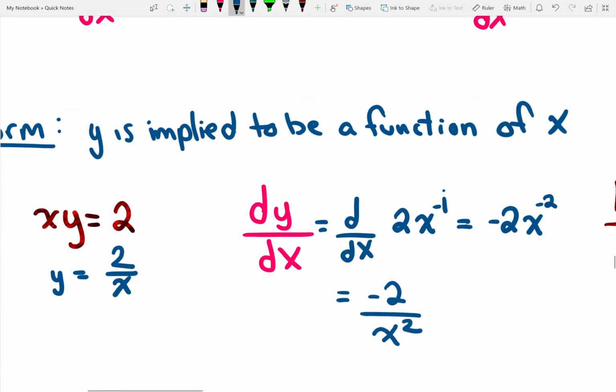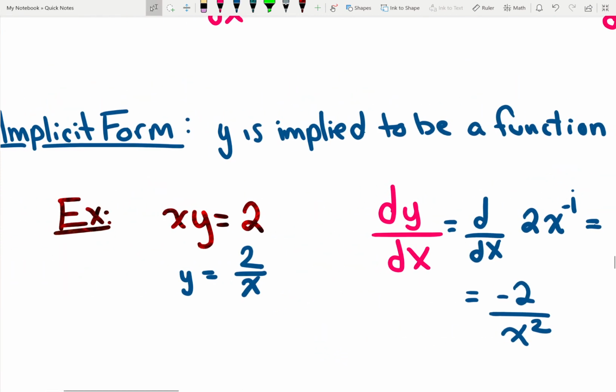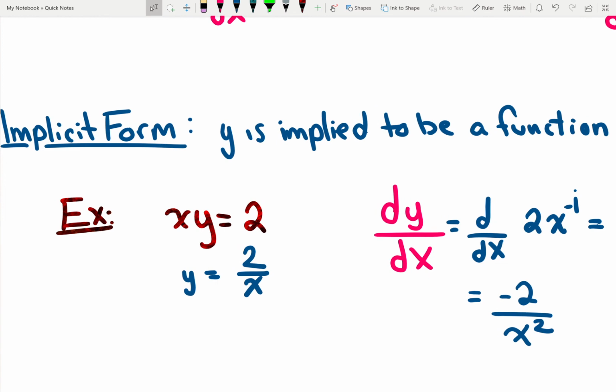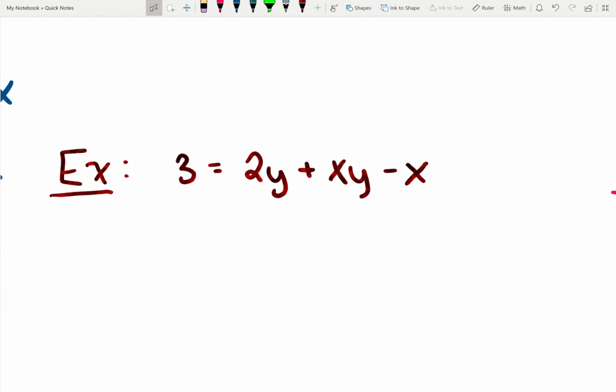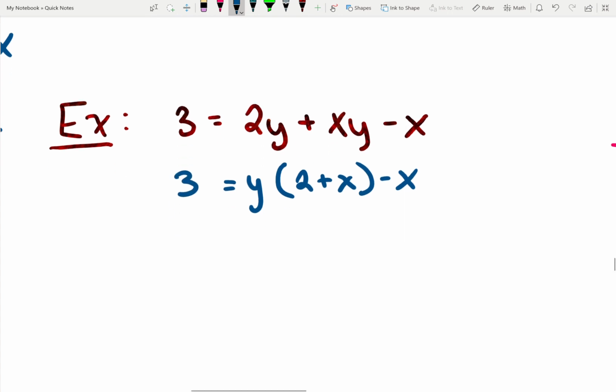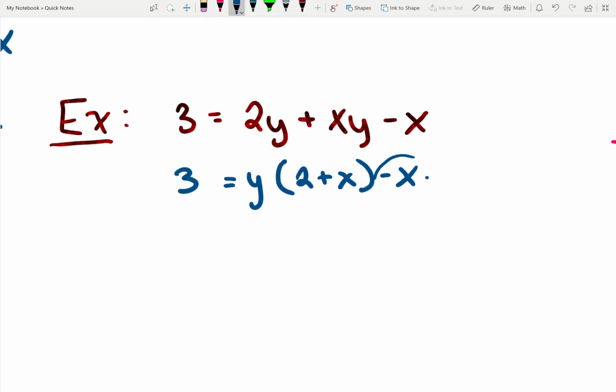All right, let's look at our next example. Remember, we're looking at expressions that are written implicitly, right? Where y is implied to be a function of x. All right, so the next one, we have something like this. We have 3 equals 2y plus xy minus x. So it's a little bit of a mess, but let's see if we can rewrite it into an explicit form, okay? The first thing I'm going to probably do here is factor out this y. So y times (2 plus x) minus x equals 3. Then what I'll do is I'll get rid of this x, and then I'll probably divide by this term.